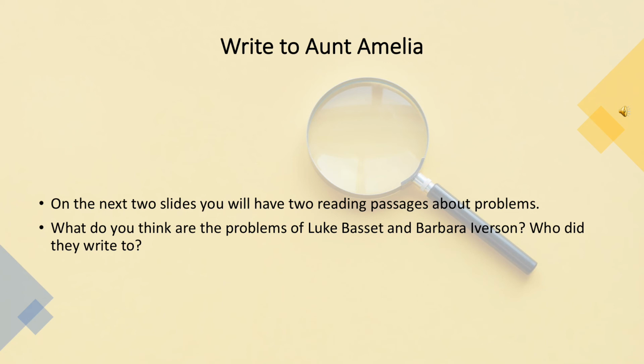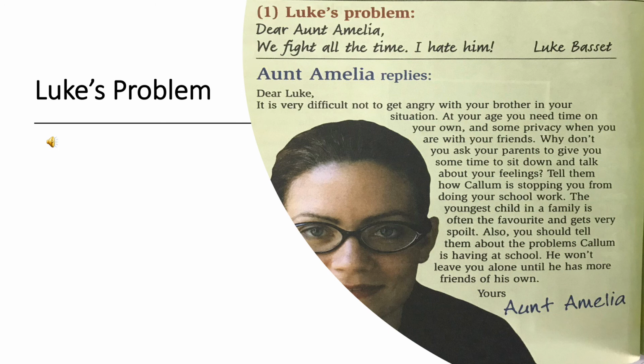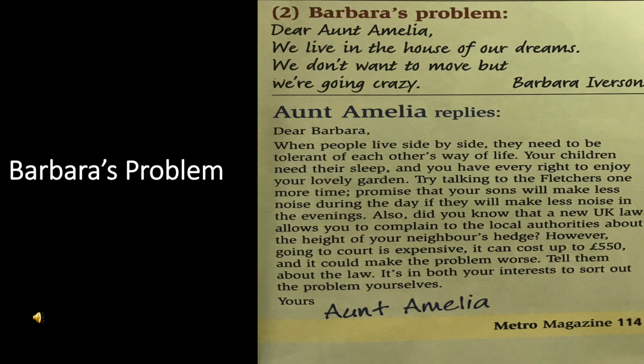This is a reading comprehension task. Now you are required to read the reading passages and write to Aunt Amelia. On the next 2 slides, you will have 2 reading passages about the problems. What do you think are the problems of Luke and Barbara Everson? Who did they write to? Here is the first reading passage. And this is the second reading passage.